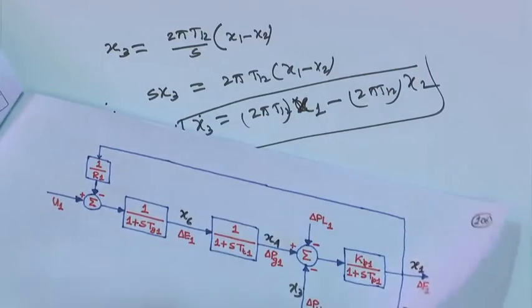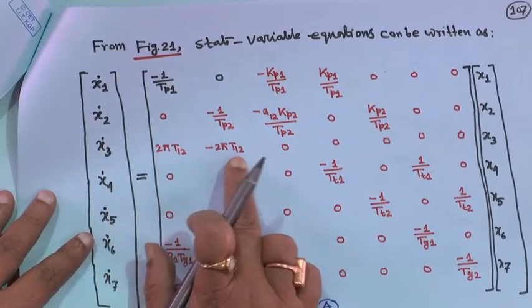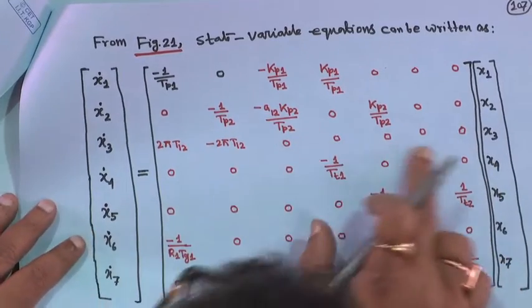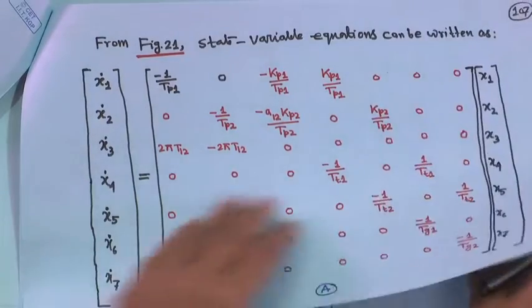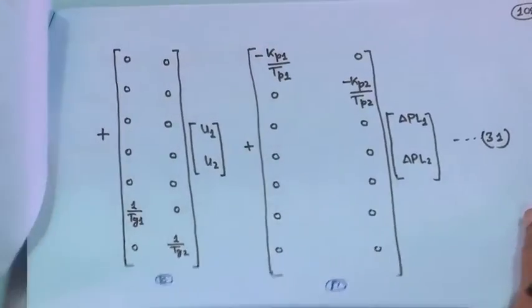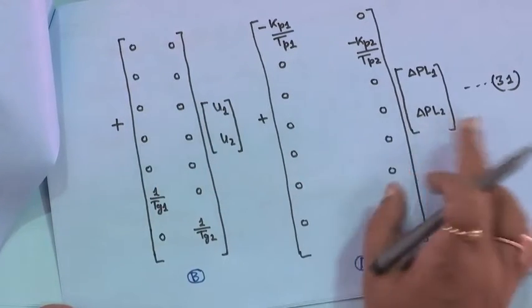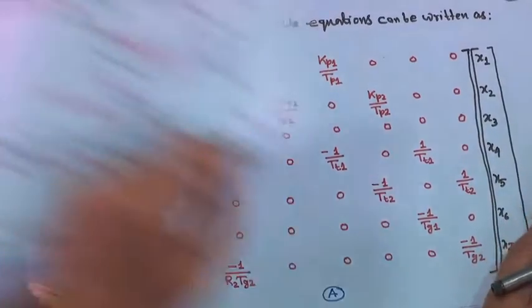So, this is the third equation, if you look at the third equation, x3 dot is equal to 2 pi t12 x1 minus 2 pi t12 x2, rest of the elements are 0, right. This is the third equation, and similarly for the third row, this is B matrix, this is gamma matrix, third row this is 0, this is also 0, right, because no u or delta PL is involved there. Next is your x4 dot.